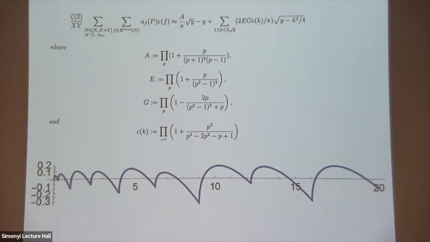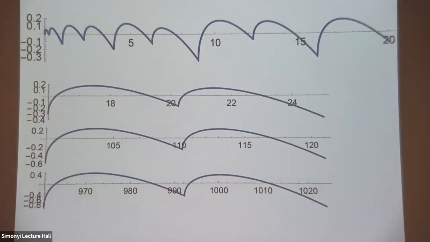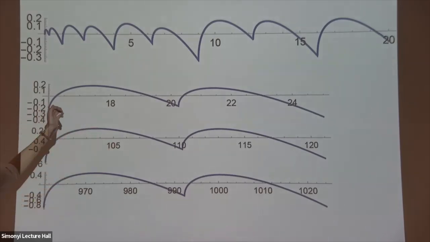Okay, so let me remind you that this is the resulting function. The cool property of this function that I'm now trying to understand rigorously is that it seems to be self-similar on a quadratic scale. So these are three plots. This one is from 4 squared to 5 squared. This one is from 10 squared to 11 squared. And this one is from 31 squared to 32 squared, exactly.